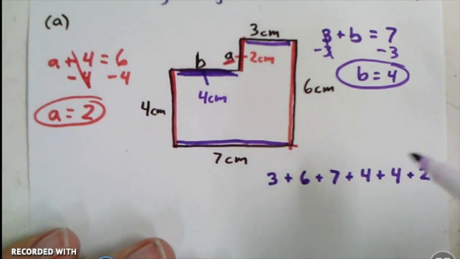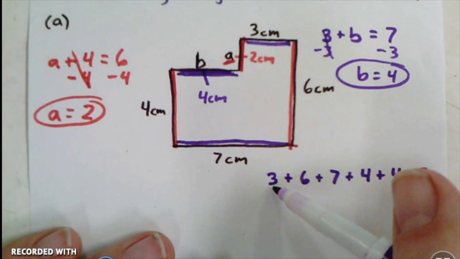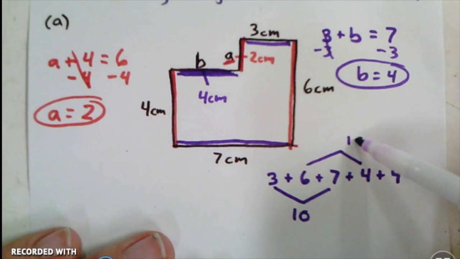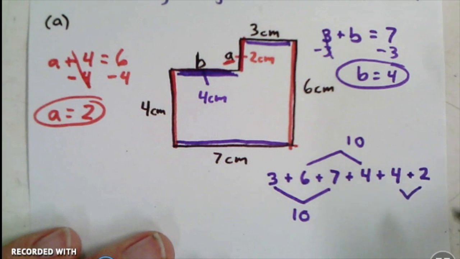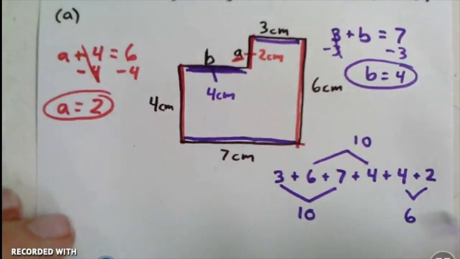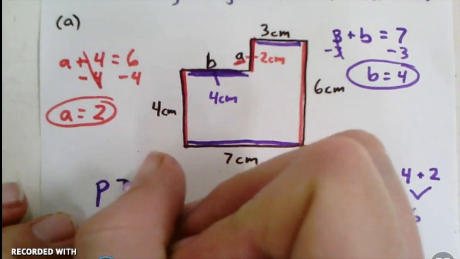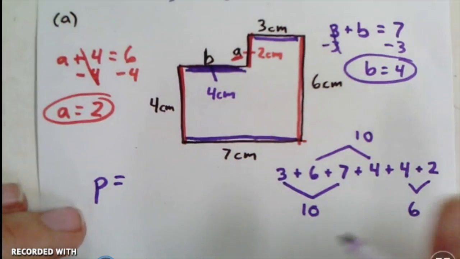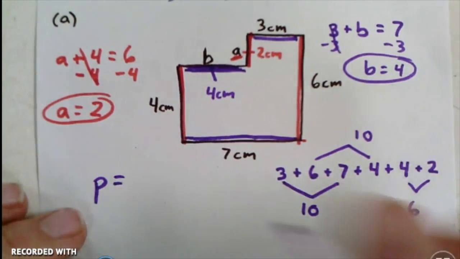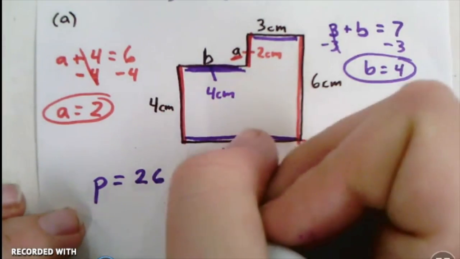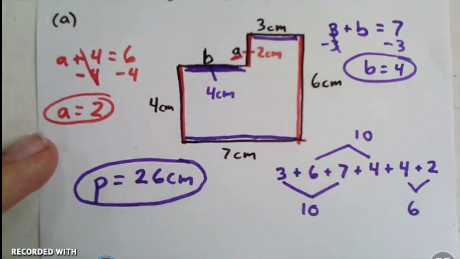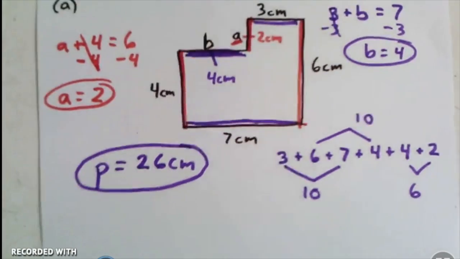Now I just have to add. I'm going to look for things that are easy to add. So 3 and 7 makes 10. 6 and 4 makes 10. And then 4 and 2 makes 6. And now I've got 10 plus 10 plus 6, which is 26. So my perimeter is 26 centimeters. And since it's perimeter, I don't have to square it or anything.